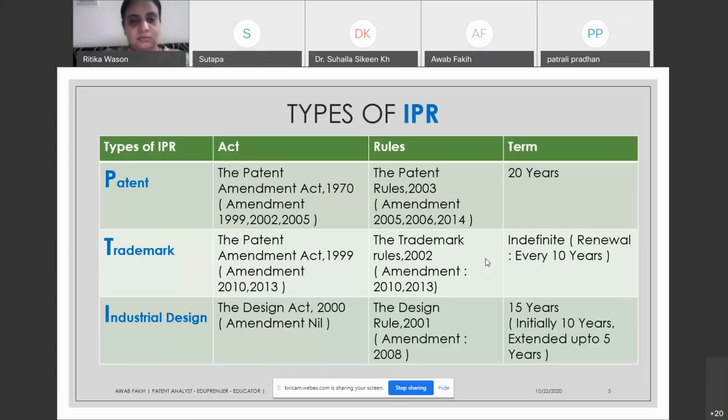So it will only become public after 20 years. So that's the meaning of term for protection. So an inventor, or you can say the owner, will get the rights for 20 years. That is very, very massive, very, very huge.